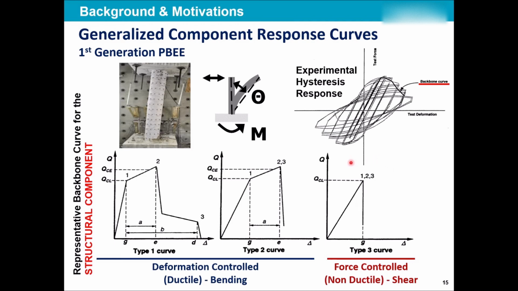The tests were done under push and pull, earthquake. Lots of data were gathered. For example, this is a hysteresis curve, so force versus deformation. And what they did is that they got the backbone curve, which was connecting some points of the hysteresis, which we will discuss in more detail, how to get a backbone curve, later on.